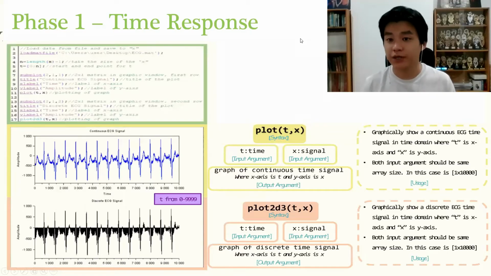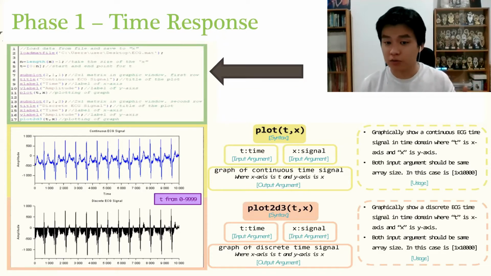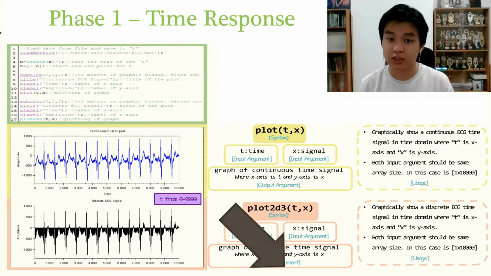So in phase one, what we try to do is plot the time response of the ECG signal on Scilab. We have our coding here, and we plot both plots in the same page, therefore the code subplot. We have also identified a couple of keywords, which are plot and plot2d3. For plot, basically it returns the continuous time signal of the ECG signal, and plot2d3 will return the discrete time signal of the ECG signal.